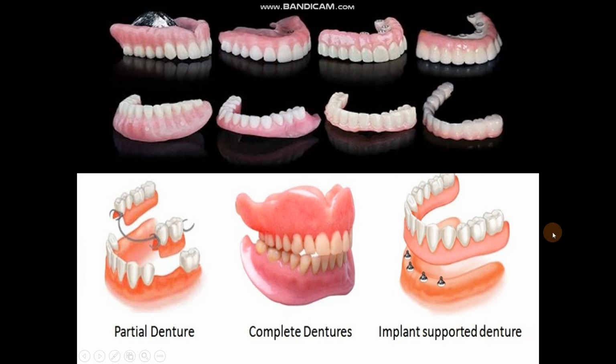Implant supported denture placements are less done in old age persons. Why? Because they involve invasive procedures. It can again lead to infection, and the healing power will be decreased because the immunity is also decreased in old age persons. So commonly used are complete as well as partial dentures. Complete is the one most of the old age persons use.